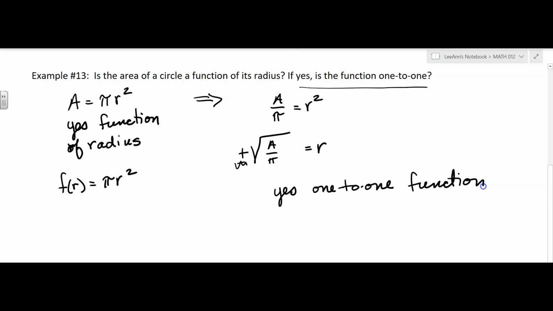If I give you an area, you're only going to get one radius. Okay, so you say you know the area of a circle and you want to solve for the radius, you can do that, and whatever the area is, you're only going to get one radius out. Okay, because you can't have a negative radius. Okay. That was a little tricky.